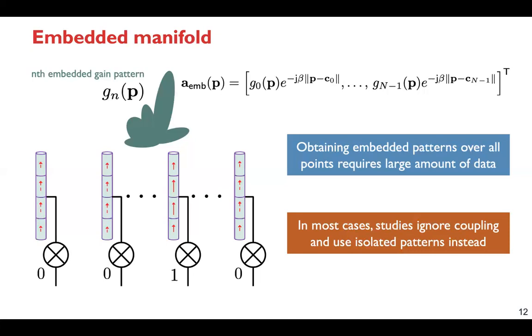Because of this reason, the embedded manifold is generally too computationally complex in terms of the data that we would need to characterize. And so most studies will either simplify the embedded manifold by ignoring coupling, right, and using isolated patterns and reducing the pattern multiplication, or using only the far field patterns for the embedded pattern here. So this P here would only depend on the direction and not the distance from the array, right? And so while it might be accurate, it's not as mathematically tractable as our proposed approach here.